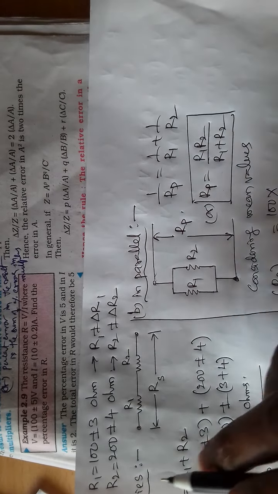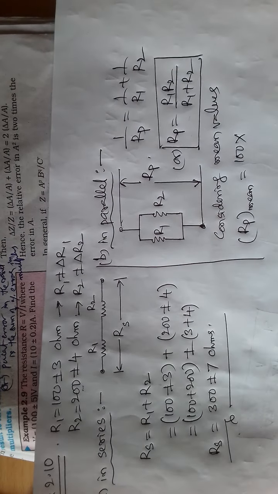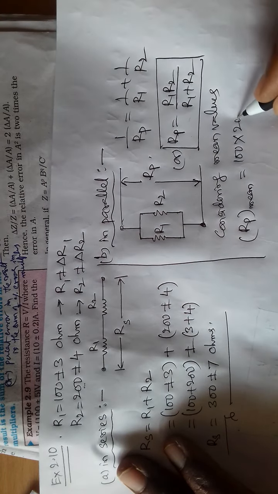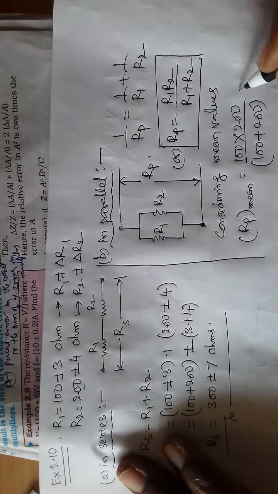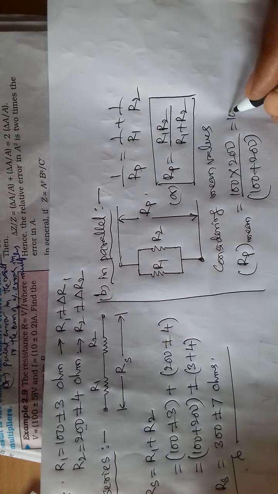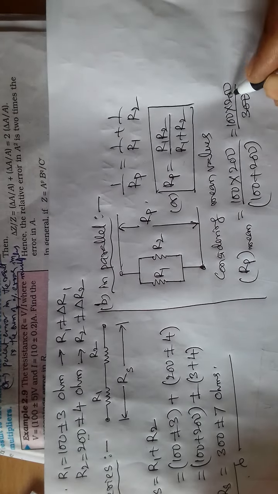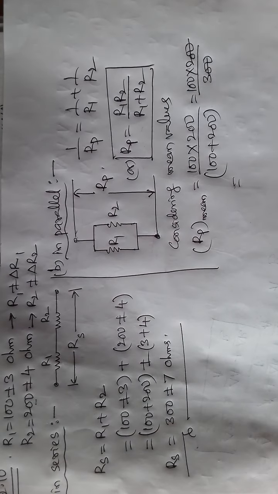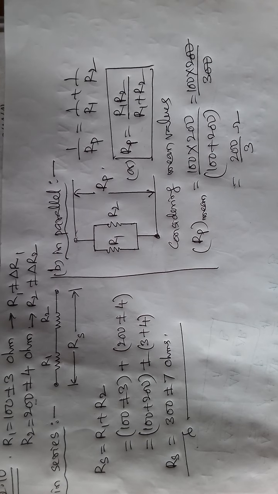In R1, what is the mean value? 100. In R2, the mean value is 200. So 100 into 200 by 100 plus 200, that is equal to 100 into 200 by 300. Here 2 zeros get cancelled. So how much do you get? 200 by 3 ohms. So this is the mean value.